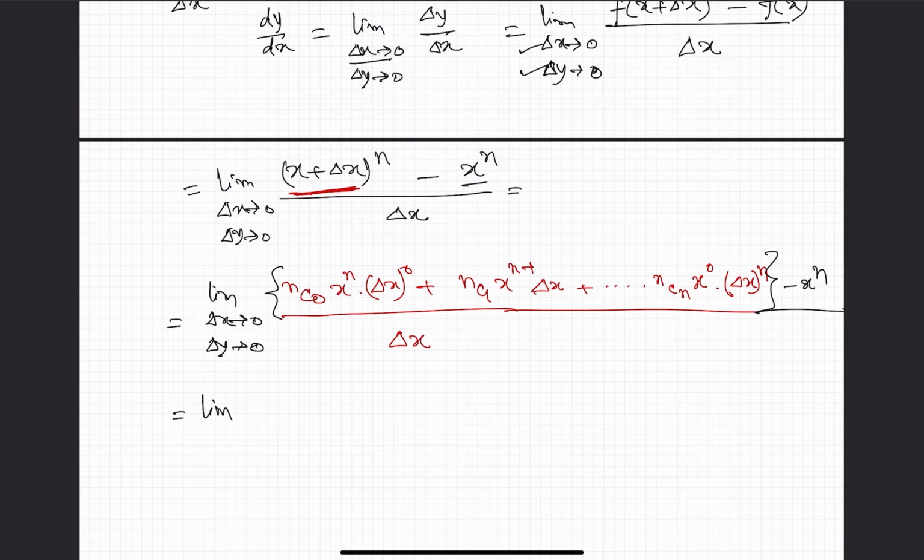The next step would be, this is a very easy proof. It is not as tough as it looks like. So this would be just x^n.